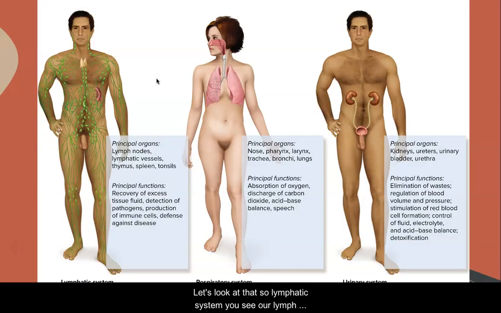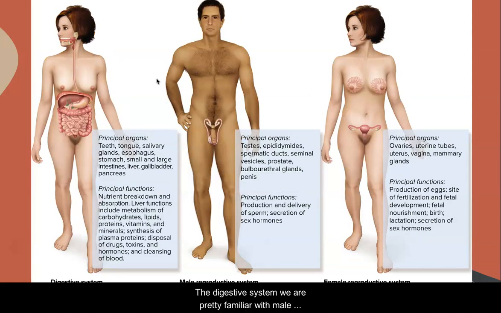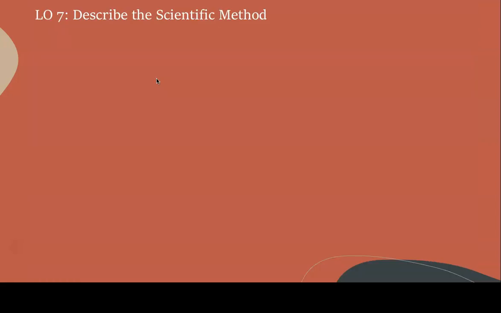Okay, let's look at that. So lymphatic system, we see our lymph nodes, we see a bunch of different vessels. Your respiratory system, you see your chest and your nose and your throat. Urinary system, we see the kidneys, the ureters, and the urethra. The digestive system, we're pretty familiar with. Male reproductive system and female reproductive system. So again, this is in the textbook, right in chapter 1. Really good just to put a picture to these systems.